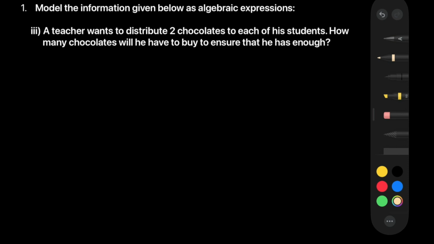A teacher wants to distribute 2 chocolates to each of his students. How many chocolates will he have to buy to ensure that he has enough? So, first of all, the question doesn't give us how many students he has. So, let the number of students that he has be S.